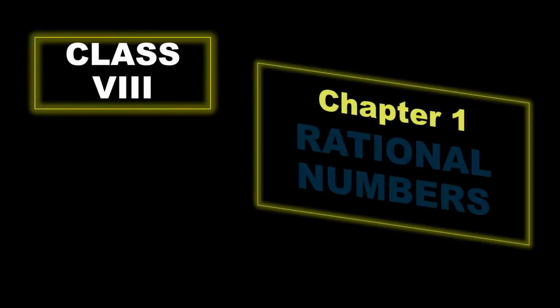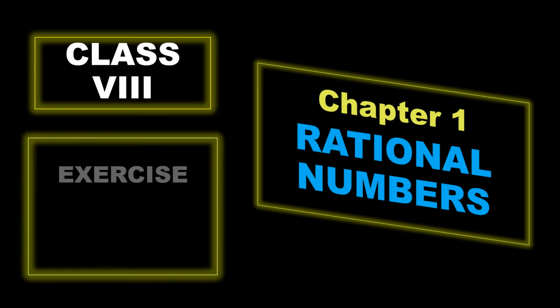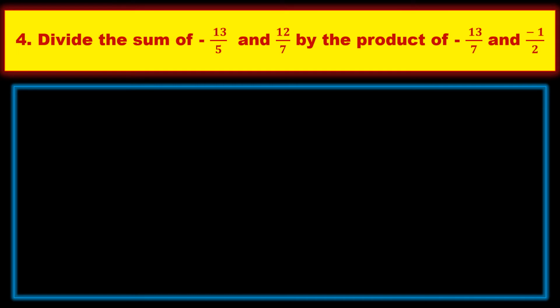This video is for 8th class, chapter 1, rational numbers, and in this video we are going to discuss the problems from exercise 1.3, question number 4 and 5. Here is your fourth problem. Divide the sum of minus 13 by 5 and 12 by 7 by the product of minus 13 by 7 and minus 1 by 2.